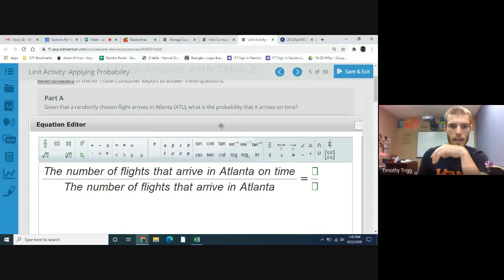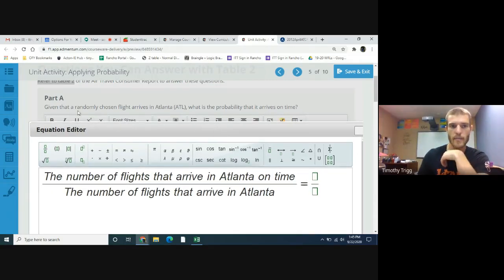What's key here is that it says, given that a randomly chosen flight arrives in Atlanta. Where it says given that, that's your denominator. So our denominator is all the flights that arrive in Atlanta. Then the second part after that is what goes in the numerator: what is the probability that it arrives on time? So it arrives on time and it's from Atlanta. That's the numerator. So that's what we need to find.